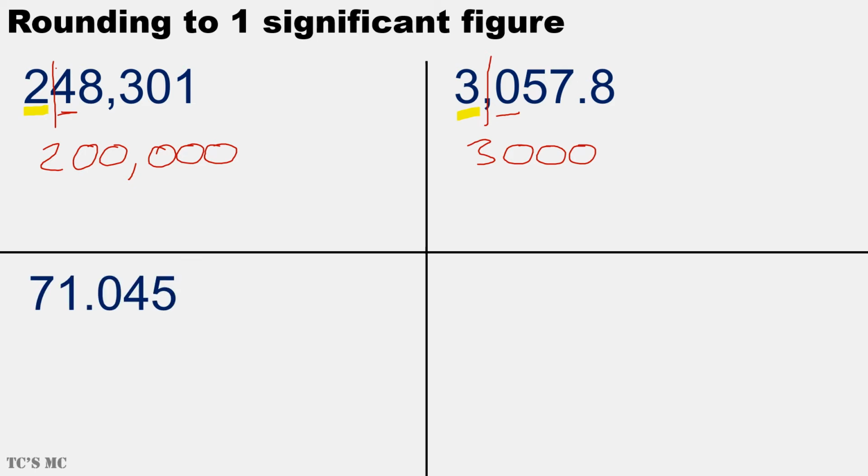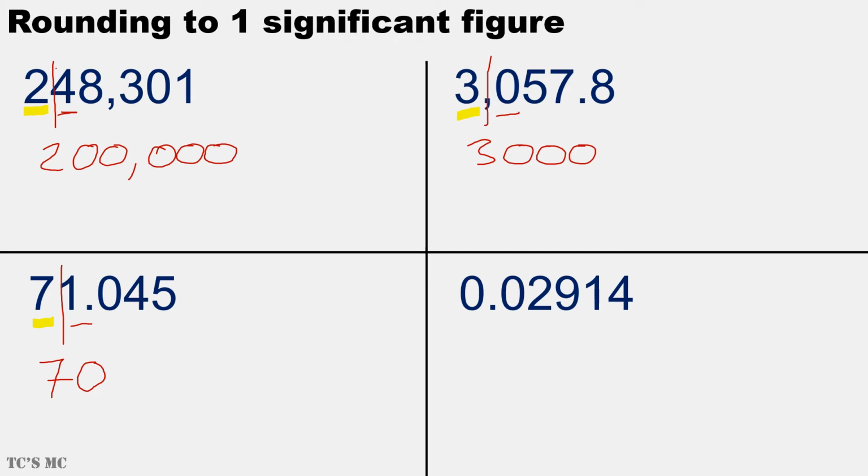In 71.045, the first significant figure is 7. This is 7 tens, so we are rounding to the nearest tens. We get 70. Again, do not put any zeros after the decimal point, only enough to give the significant figure its correct place value. So we just need 7, then a 0, so that it's got a value of 70, and that is it.